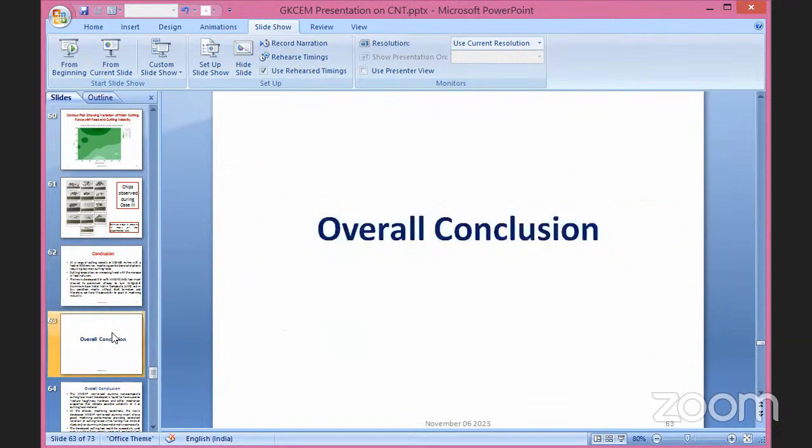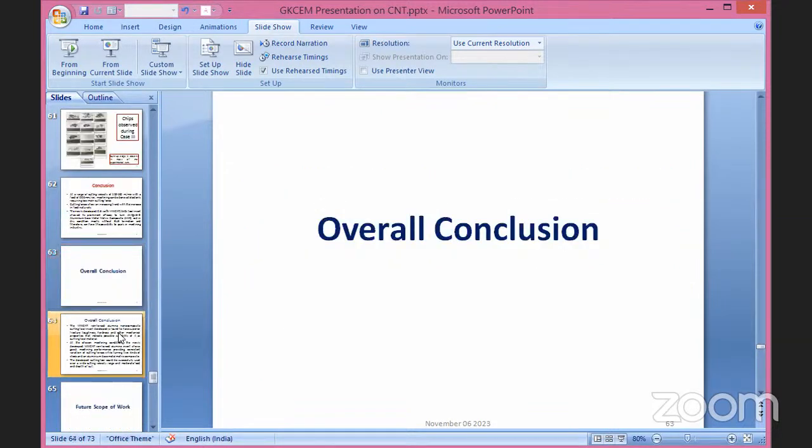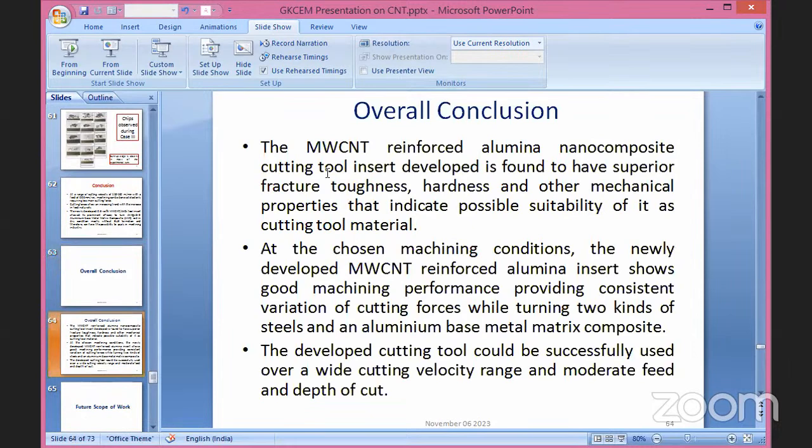And if I just put in an overall conclusion, I can just tell here that multi-walled carbon nanotube reinforced alumina nanocomposite cutting tool insert developed is found to have superior fracture toughness, hardness, and other mechanical properties that indicate possible suitability of it as cutting tool material.